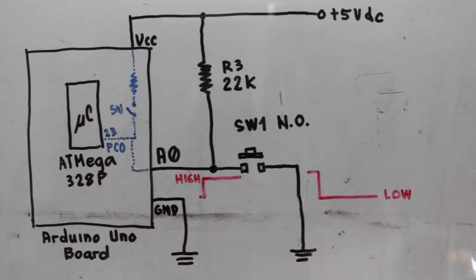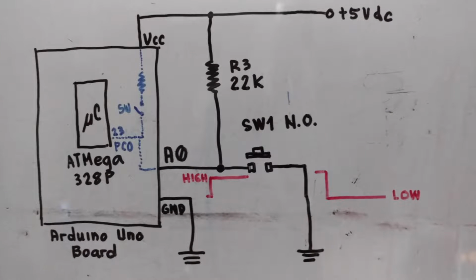Now, you may see something strange here, where I put an R3, which is 22K, as a pull-up resistor. I did not make use of the internal resistor. The reason is that at this moment, I don't know how to program the Arduino Uno to make use of the internal pull-up resistors. That is a drawback for me, but along the way, I'm going to learn how to program the internal resistors so that I can omit R3 here.